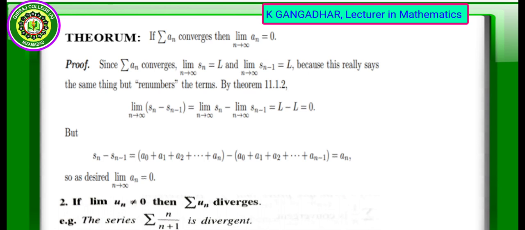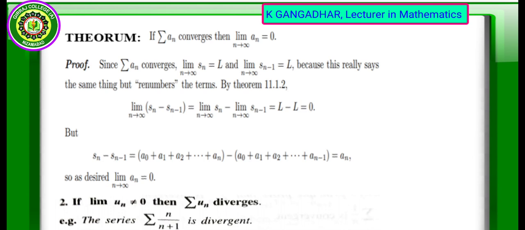Then the limit of Sn minus 1 is also L. Since the limit of a sequence is unique, if Sn limit is L, then Sn minus 1 limit is also L. Now we subtract one from the other: limit n tends to infinity Sn minus Sn minus 1 equal to L minus L equal to 0.